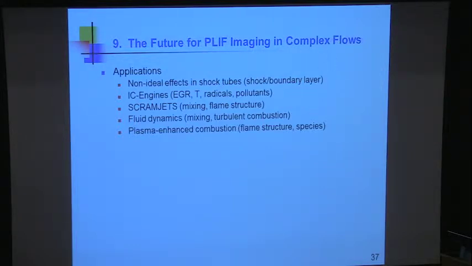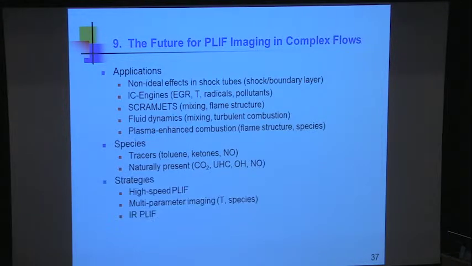I think there's a lot of potential for studying complex flow fields with this, but you always have to be wary of the photophysics. Boundary layers, pollutant formation, scramjets, fluid dynamics, plasma-enhanced combustion, all could be attacked with PLIF. A lot of promising tracers: NO for high temperatures, infrared, OH is common, naturally present. Toluene, ketones, NO. There's no really good inert, non-toxic tracer for, say, the 1,000 to 2,000 degree range. That's too bad. These things are limited to about 1,000 degrees.